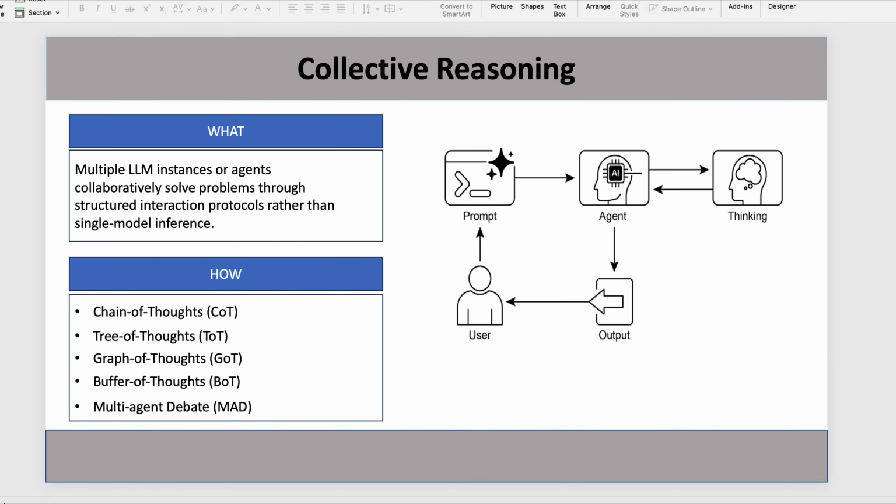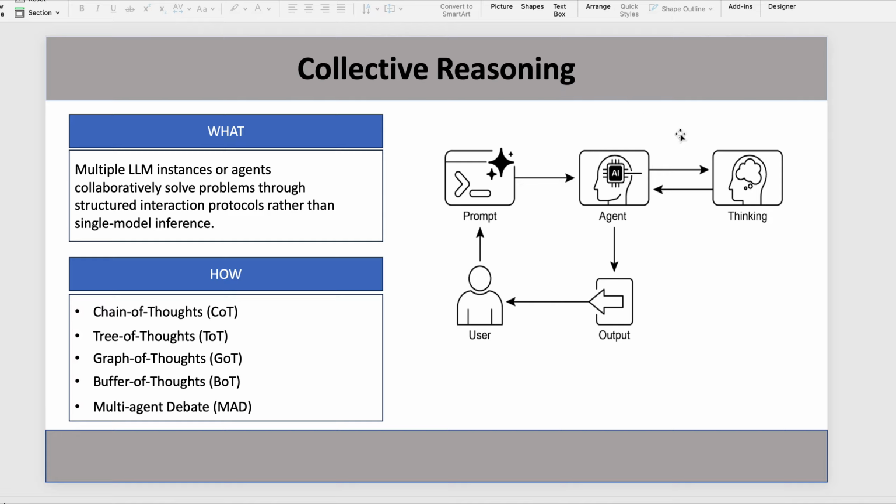Now, what is collective intelligence or collective reasoning? Instead of using one particular model, I'll be using multiple models. So multiple LLM instances or agents collaboratively solve problems through structured interaction protocols rather than single model inference. And how am I going to achieve this? There are different methods. The first one is the chain of thought.